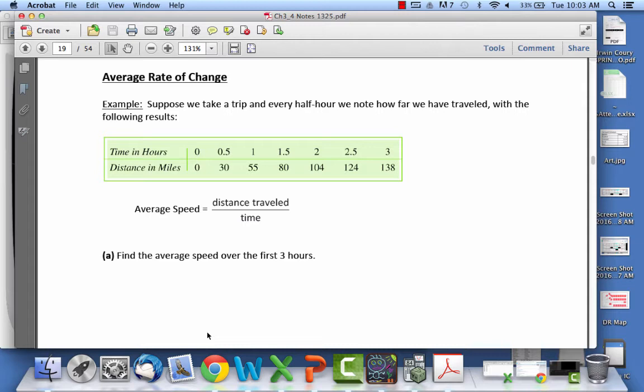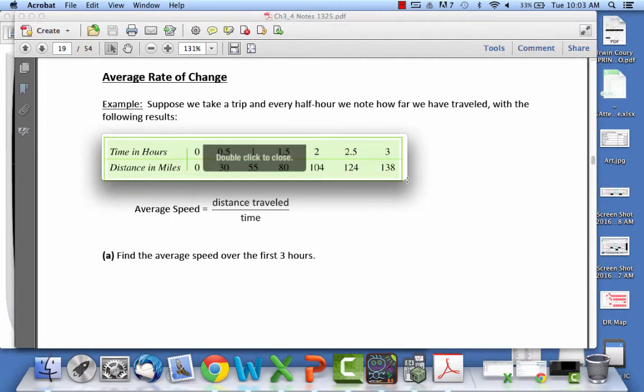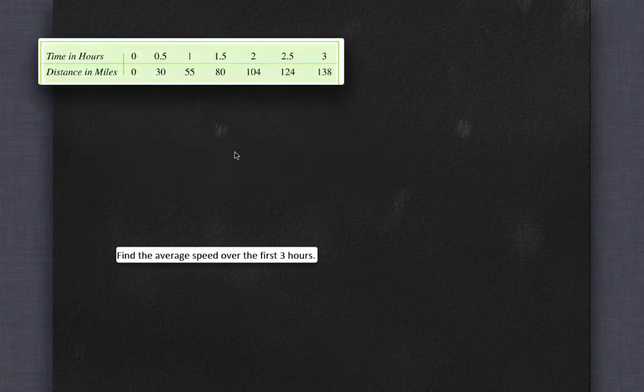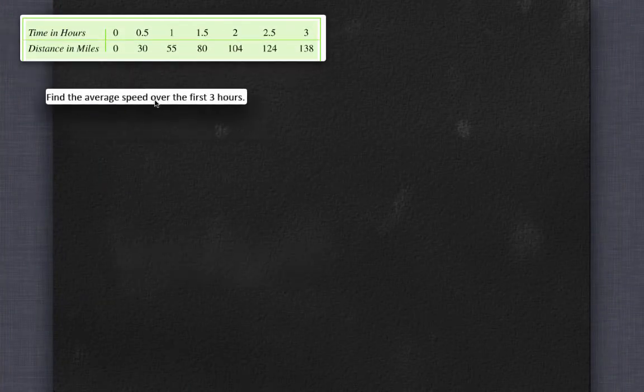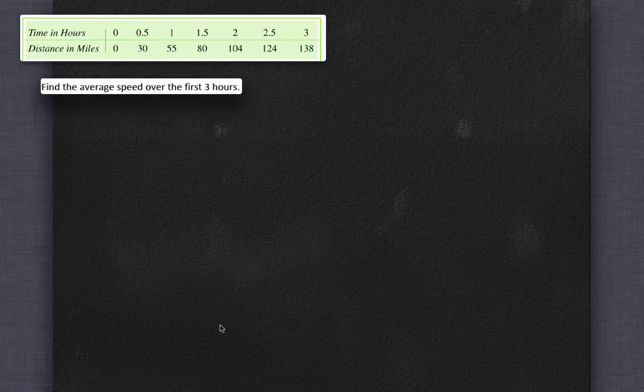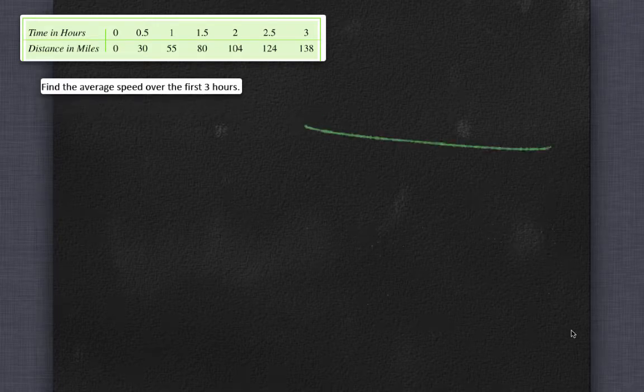So the first question is, we want the average speed over the first 3 hours. So the question is, how far did I go? And how long did it take?